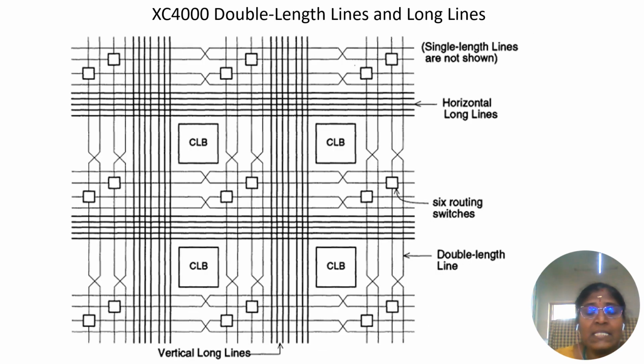Then the Xilinx 4000 has double length lines and long length lines. If you see the horizontal long length lines, you have 6 routing switches using the double line length. This connects the configurable logic block with the global lines, that is clock and supply, and input output lines.